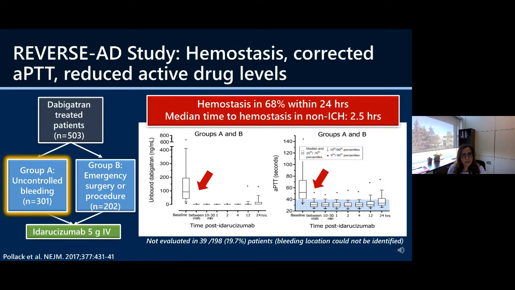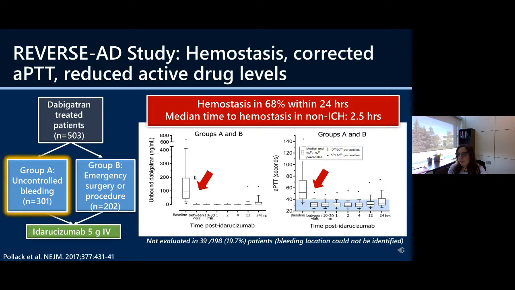That's the study dose. And you can see here on the right-hand side in red, hemostasis was achieved in 68% of patients within 24 hours. That didn't include the ICH patients because there was no protocolized CT scan. And the median time to hemostasis in non-ICH patients was 2.5 hours. Again, and I'd be happy to talk about this maybe if we have time in the discussion, the challenges of measuring hemostasis in bleeding patients is one of the things I think that we really struggle to understand.